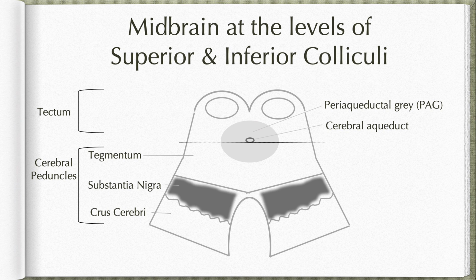Tectum is made up of corpora quadrigemina, that is superior or inferior colliculi, and a pretectal area. So obviously, if the section passes through the level of inferior colliculi, the corpora quadrigemina will include inferior colliculi at that level. If the section is taken at the upper level, then we will see the superior colliculi here.